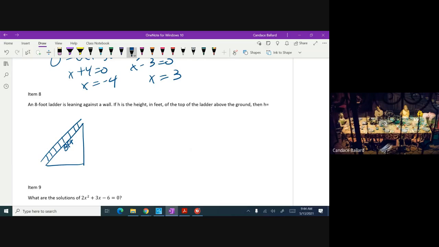I think there's something missing in here. I think I left off an angle of elevation, which is what should be there. So they want us to find, if h is the height in feet of the top of the ladder above the ground, then h equals. So this is the h they're looking for. And since I have a typo, I'm going to make up a number, okay? So let's say we know that this angle is like 25 degrees, okay?